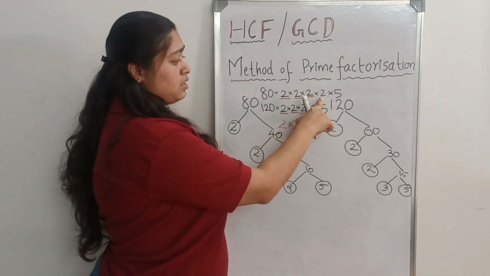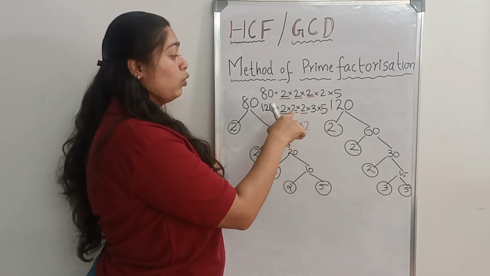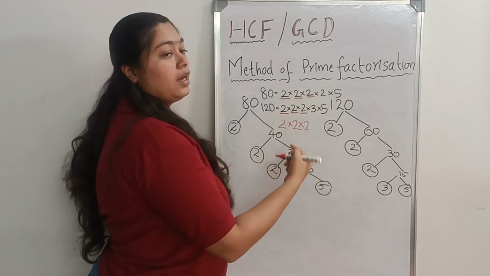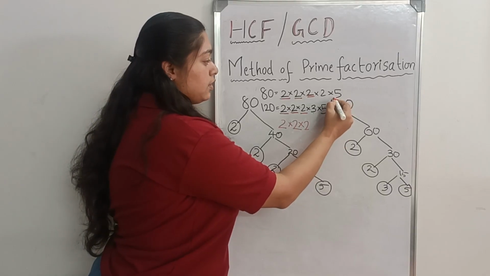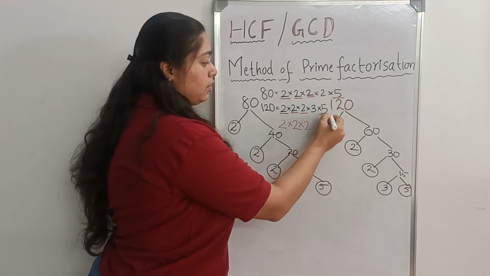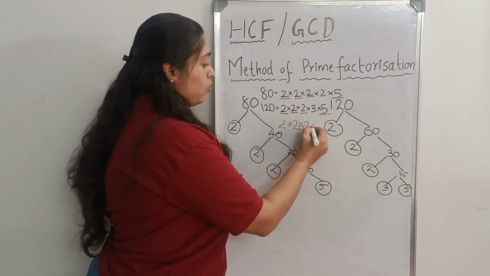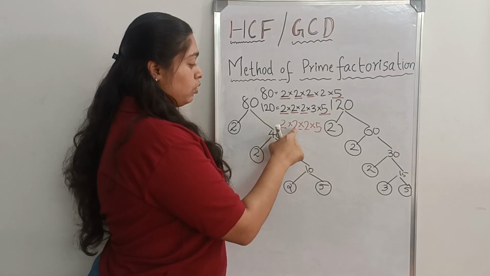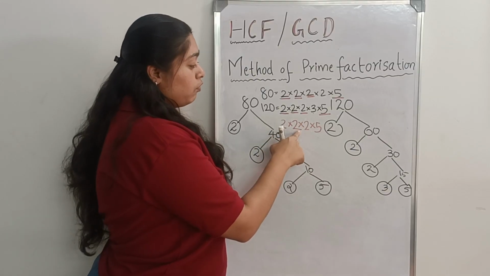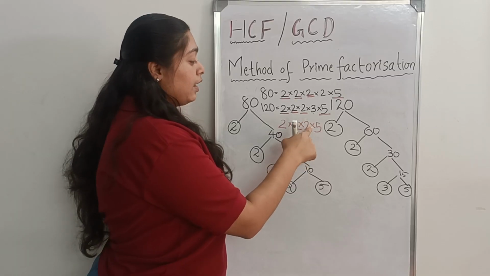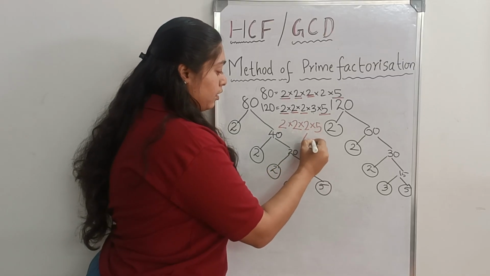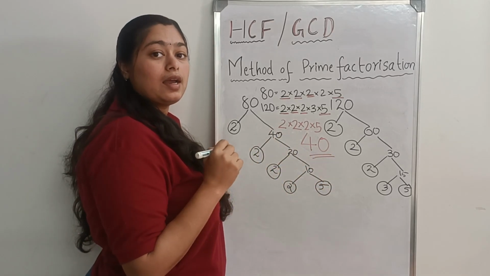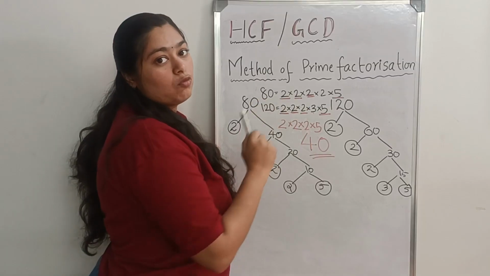Now if you see, this 2 does not have a pair in 120. So let's not take it. And this 3 again does not have a pair in 80. So let's not take it also. But the last number, 5, is repeated in both, which is a pair. So let's take one common 5 for that pair. Now if you multiply these numbers, 2 multiplied by 2, 4, 4 multiplied by 2, 8, and 8 multiplied by 5, you get 40. And this 40 is the highest common factor of 80 and 120.